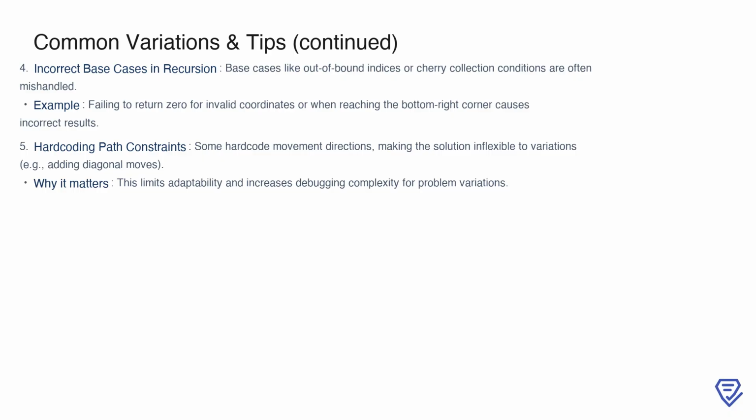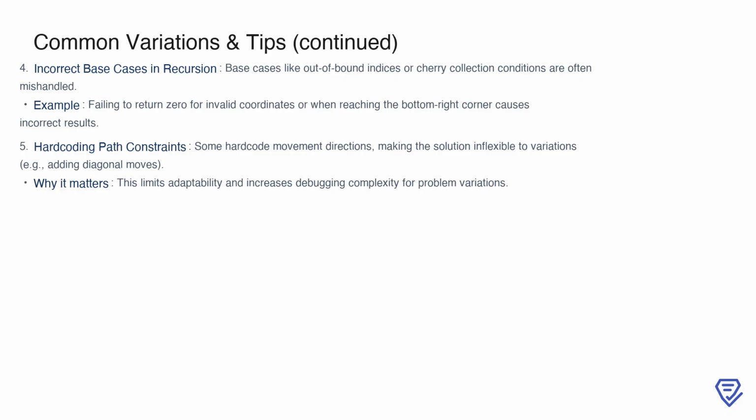Another mistake to watch for is mishandling base cases in recursion. For example, base cases like out-of-bound indices or cherry collection conditions must be handled carefully. If you fail to return 0 for invalid coordinates or neglect to define what happens when you reach the bottom right corner, your solution might produce incorrect results.